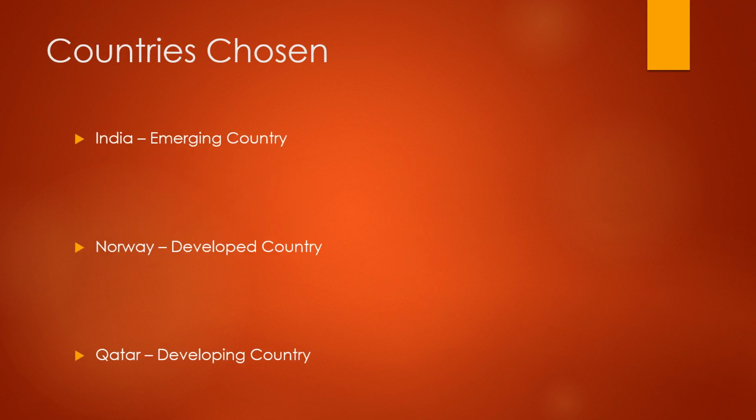The 3 countries chosen for possible expansion are India, Norway, and Qatar. Each of these countries represents an emerging country, developed country, and developing country. The selection process for these countries was based on the GDP ranks. Each country has done well in the last few years and is projecting continued development and growth in their respective countries, thus making them each ideal candidates for expansion.